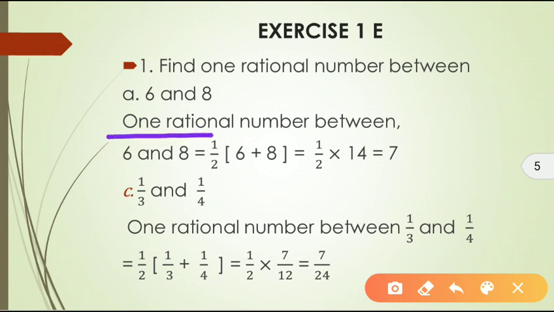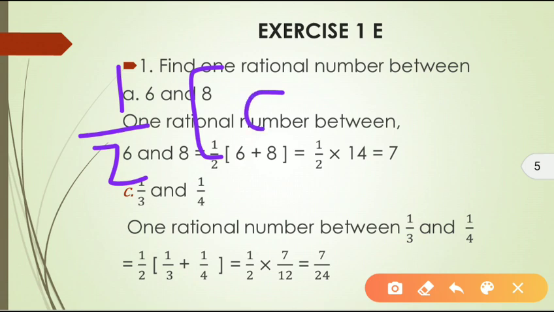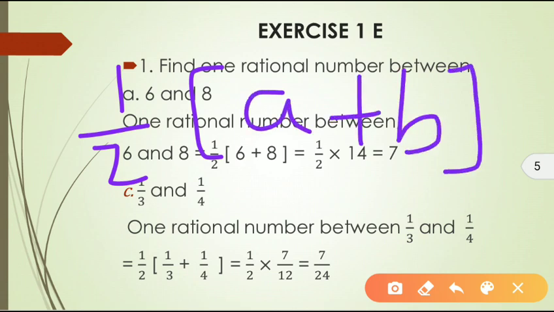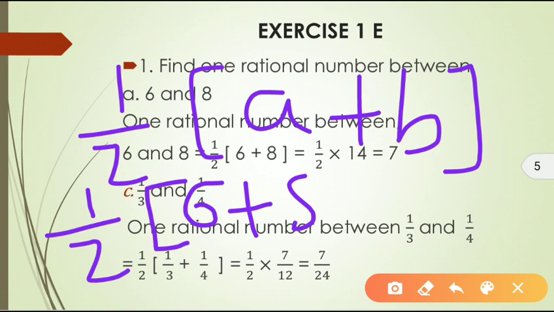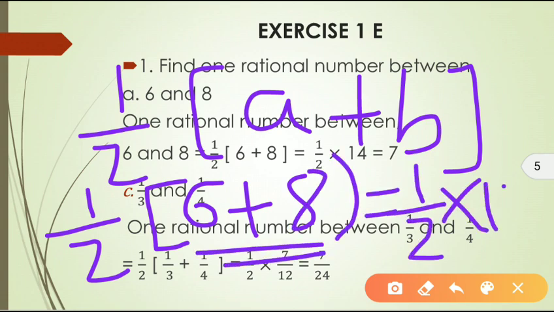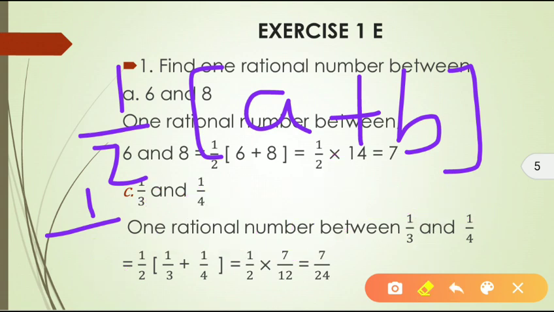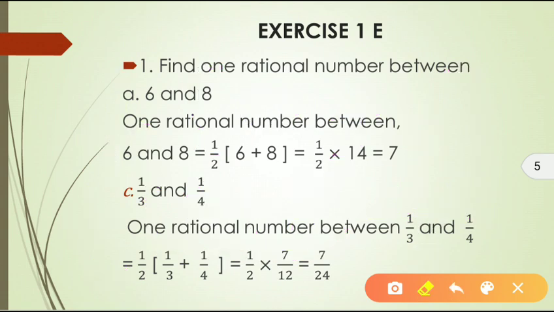So one rational number between 6 and 8, write down the formula 1 upon 2 a plus b. In the place of a, suppose 6, and in the place of b you take 8. 1 upon 2, write here in the place of a 6, in the place of b 8, is equal to 1 upon 2 times 14, and when you cancel it you will get 7. That means 7 is the rational number between 6 and 8. 1 upon 2 in bracket a plus b, this is a plus b.